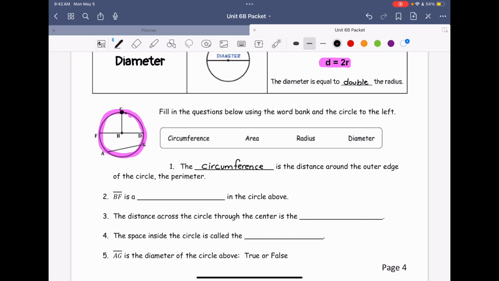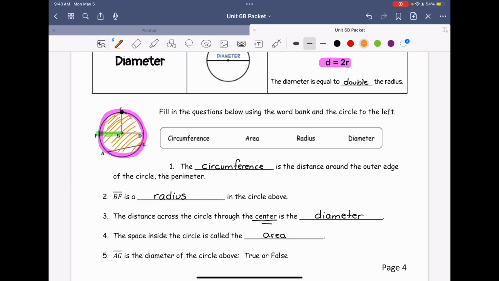BF, I'm going to use a different color. So B to F, well, that's center dot to the edge, so that is the radius of the circle. The distance that goes all the way across the circle through the center is the diameter. Okay, so it has to go through the center. The space inside the circle is called the area. So the total amount of space that's covered all within the inside of this circle is my area.